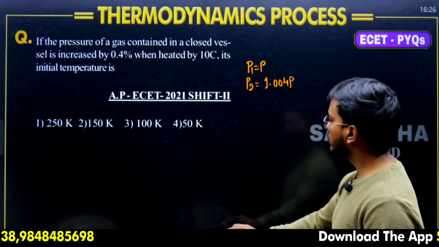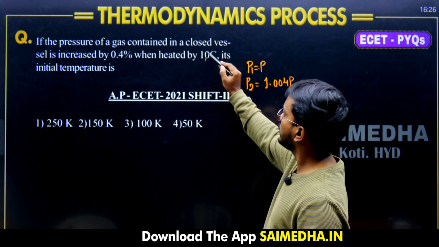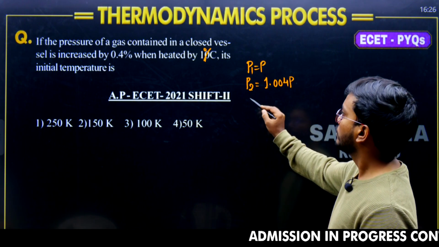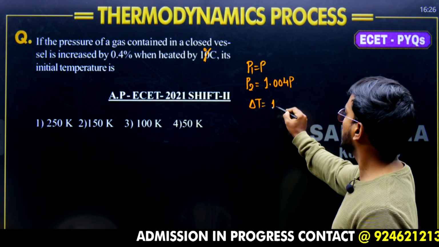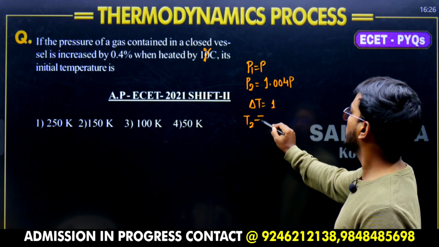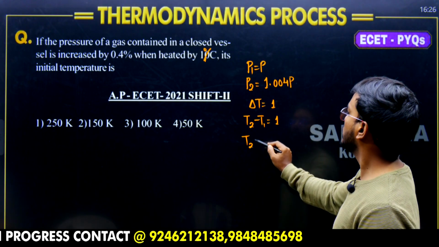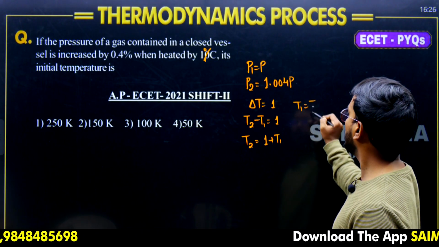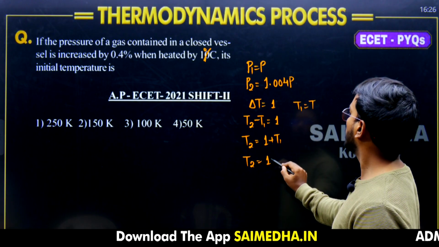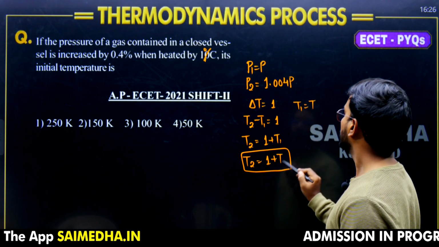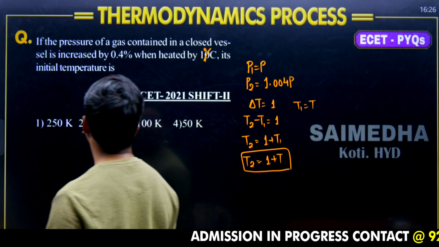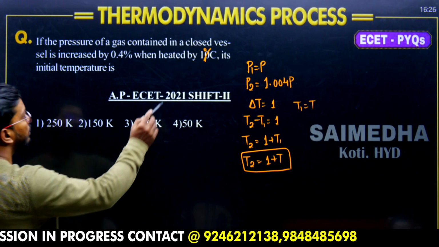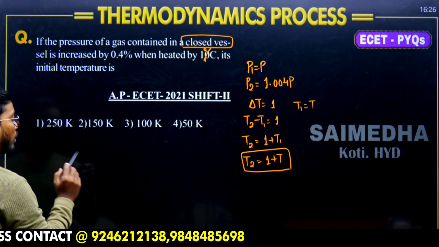Next one. When it is heated by 1 degree Celsius, this symbol is degree, 1 degree Celsius. Heated by 1 degree Celsius, so delta T is equal to 1. That means T2 minus T1 is equal to 1. That means T2 is equal to 1 plus T1. Let's say T1 is equal to T. So we can write here T2 is equal to 1 plus T. It is a closed vessel, he said. Closed vessel means volume is constant.